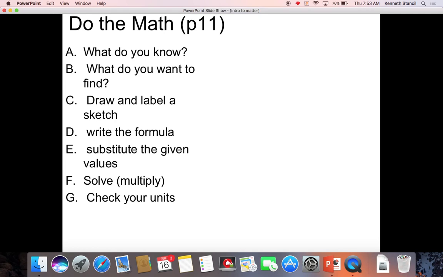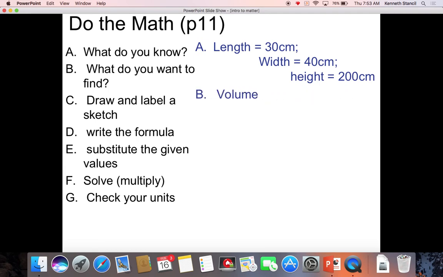Let's look at the math. What do we know? We know the length is 30 centimeters, the width is 40, the height is 200. What do we want to find? The volume. Now this chart right here are the very same things that we talked about in 6th grade. These are the same things that we've talked about all year long. What is the question asking? What is it telling me? What do I need to do to find it? And it's writing things down in a logical order. It's a recipe.